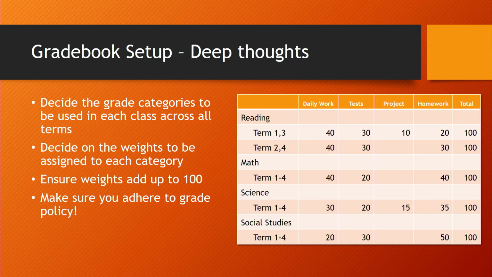So I've already listed all my categories that I'm going to use across all my classes, and then I start just filling in the weights for each of those terms. Notice that terms 1 and 3 for reading are the same, and so they're all going to share these same weights. Terms 2 and 4 share these weights, and notice I don't make use of the project category in terms 2 and 4 for reading.